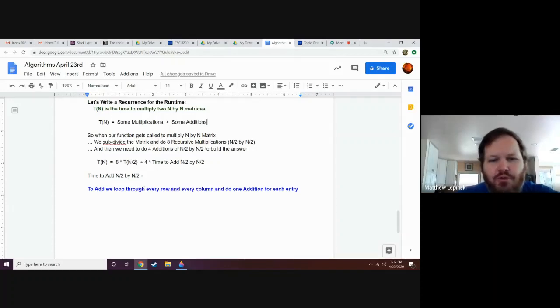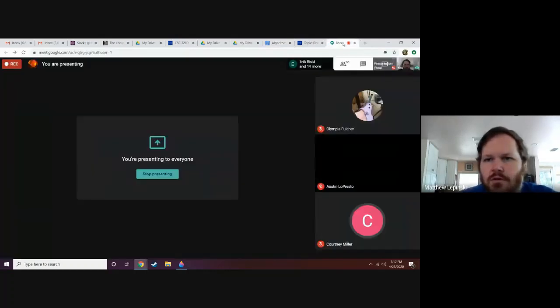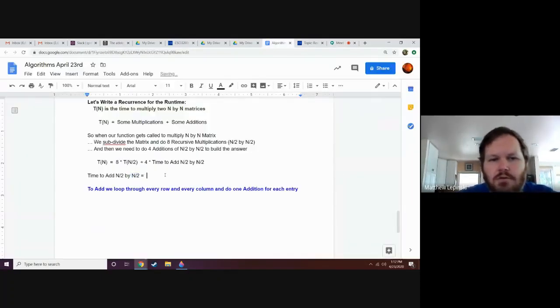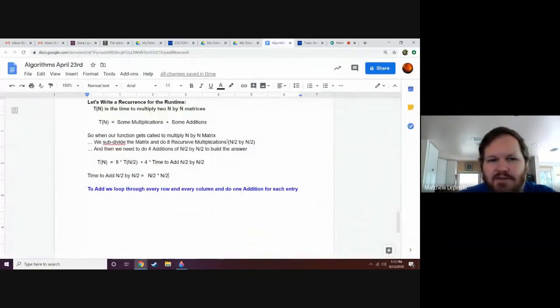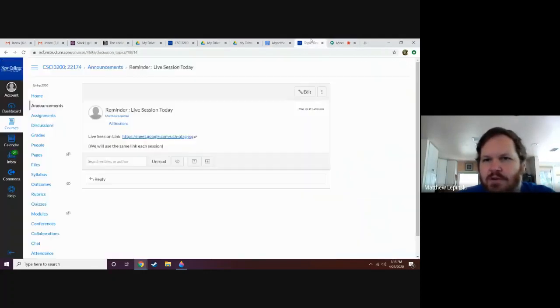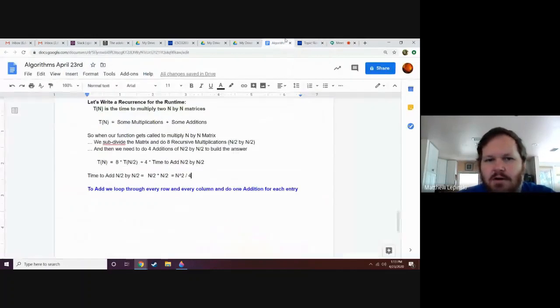To add, we loop through every row and every column, and do one addition for every entry in the matrix. Does this make sense? Question? Jan, yes. So this is n squared over 4, which I think someone typed into chat. Yes. So this is n squared over 4, which is O of n squared.